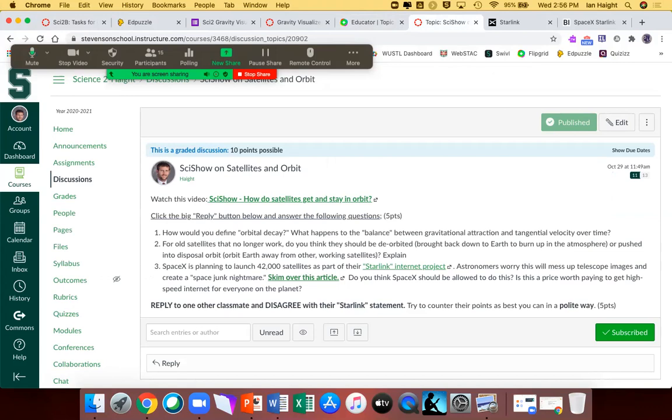But they bring up an interesting problem in that we're launching new satellites into space all the time, but there's a lot of old ones up there too. And basically, it's a look at how we deal with older satellites. They're either deorbited, so they're brought back into Earth's atmosphere and they burn up, or they are pushed out into what's called a disposal orbit, where they're much further out than working satellites, and they just hang out there. But there's a bit of a problem with that, which you'll see in the video.